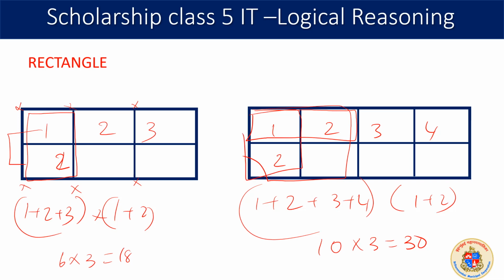Number of rectangles are possible. So 30 are possible. So this way we have to apply the trick or tip or formula to get the answer in the exam, so that we can save time.